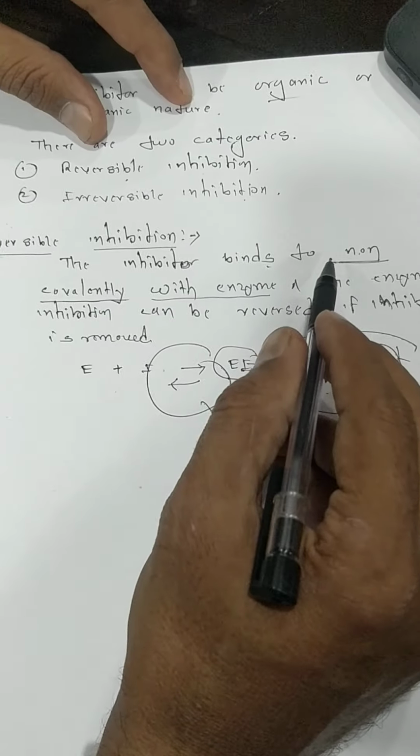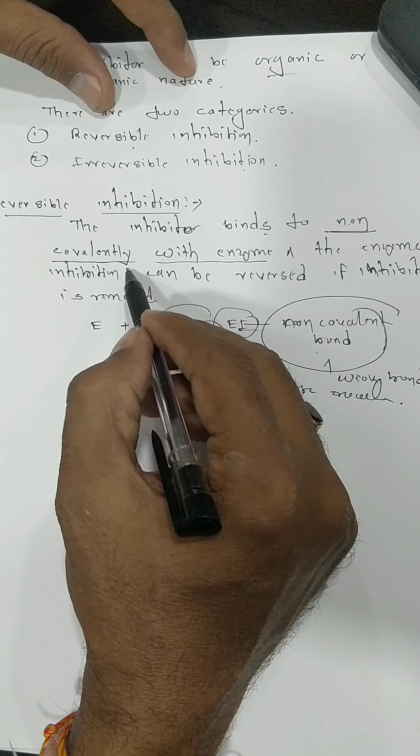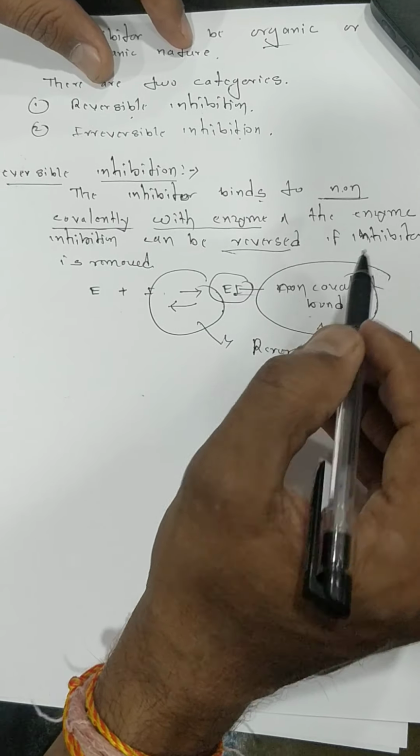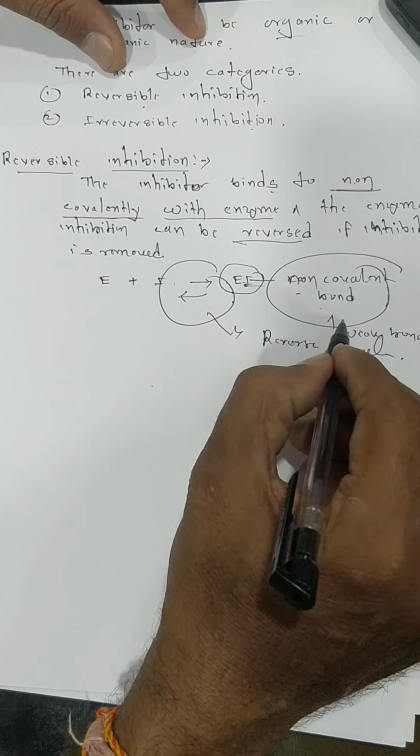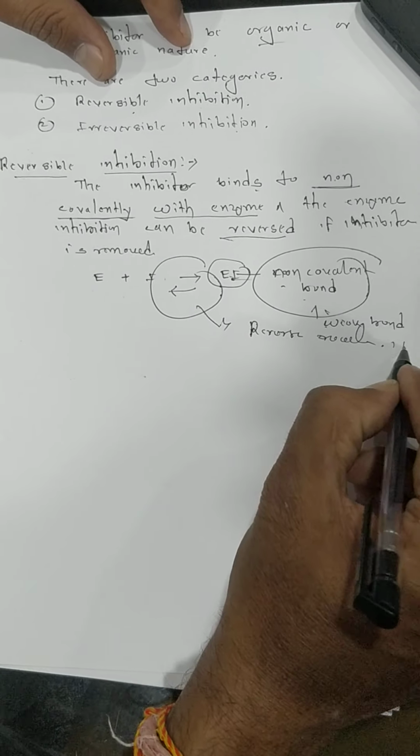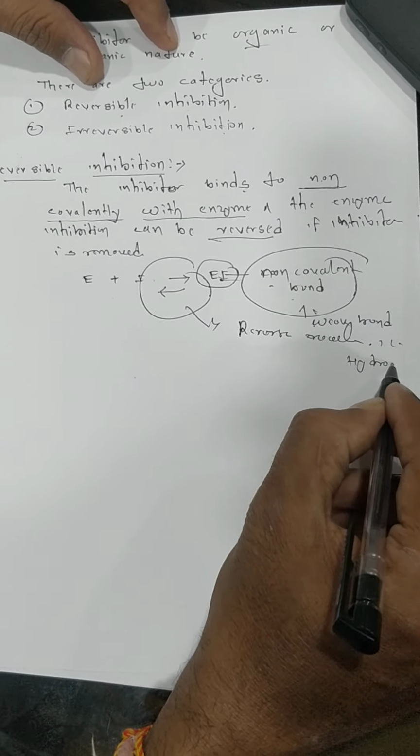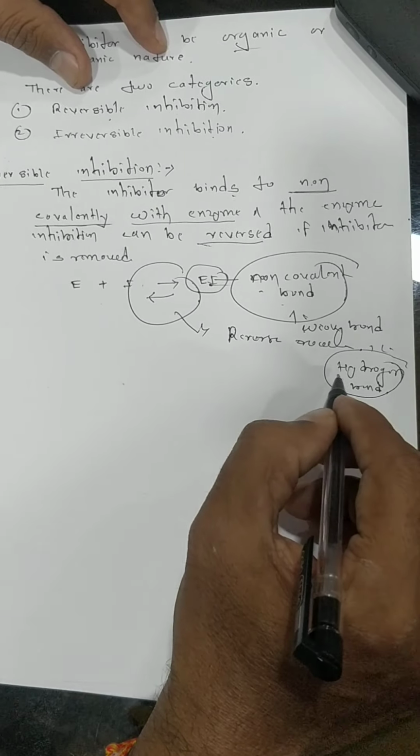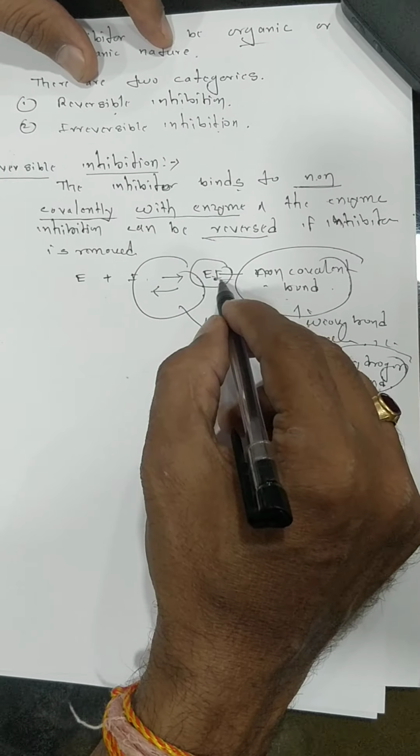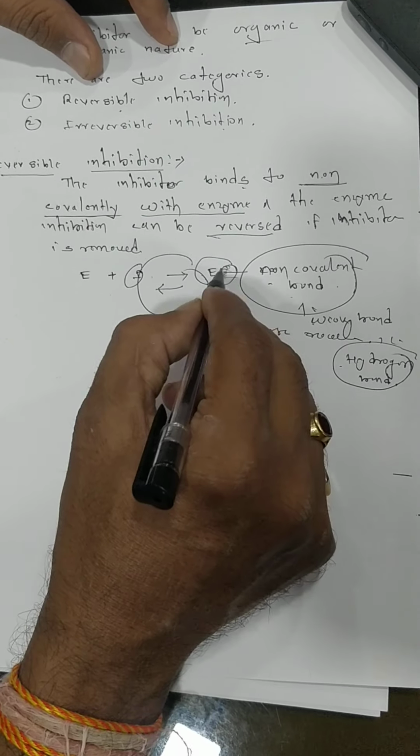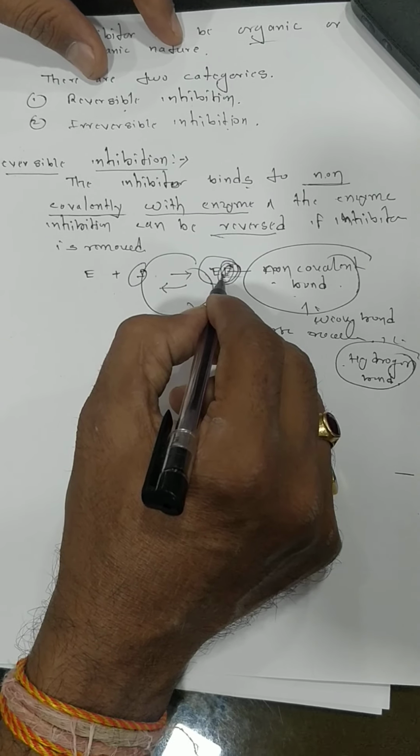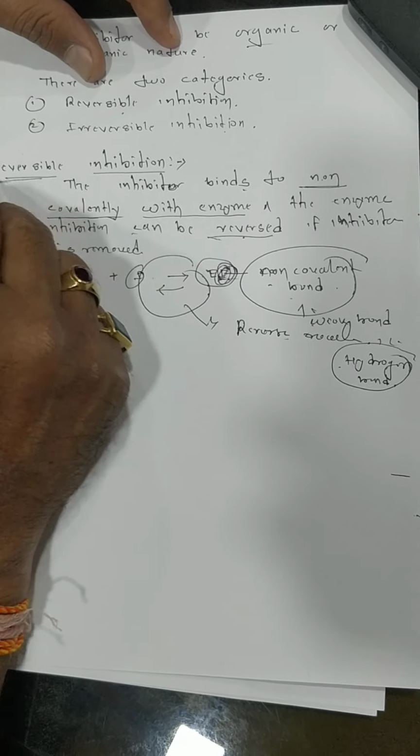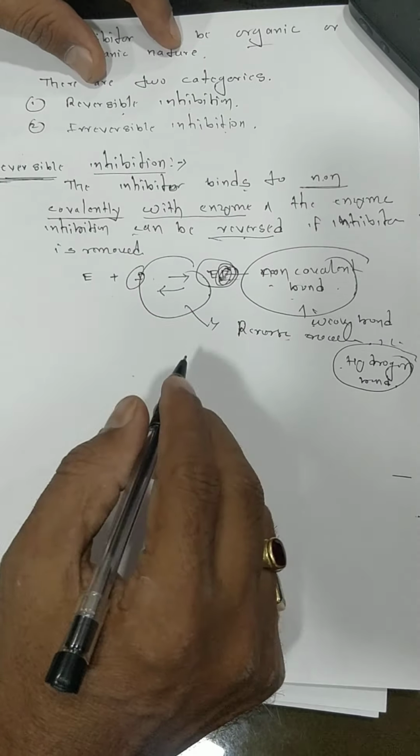The inhibitor binds to the enzyme by a non-covalent bond, and the enzyme inhibition is reversed if the inhibitor is removed. The non-covalent bond is a weak bond, for example a hydrogen bond, and this bond can be reversed. If the inhibitor is removed from the enzyme, the reaction can again proceed. That is why it is called reversible inhibition.